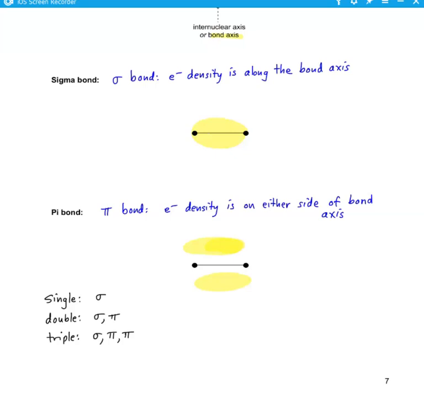So in the next video, we're going to continue our discussion of valence bond theory by looking at the hybrid orbitals, how we get to them, and how we're going to use them to describe bonding.